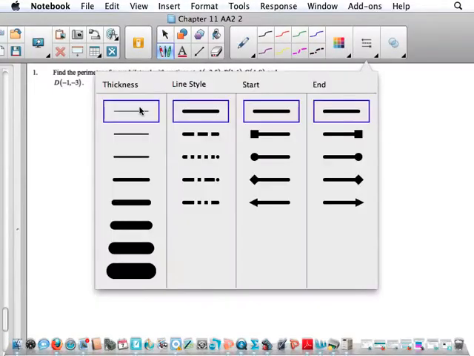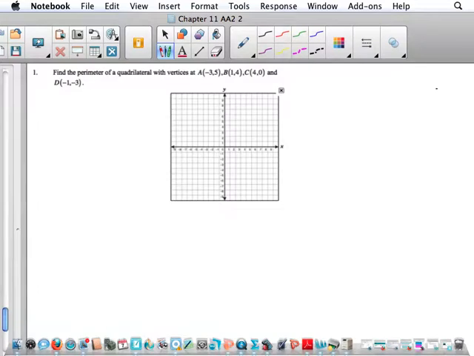Let me get a pen here. So -3, 5 for A. B is at 1, 4. C is at 4, 0. And D is at -1, -3. Okay, so remember to find the perimeter, you will find the sum of the lengths of the sides.